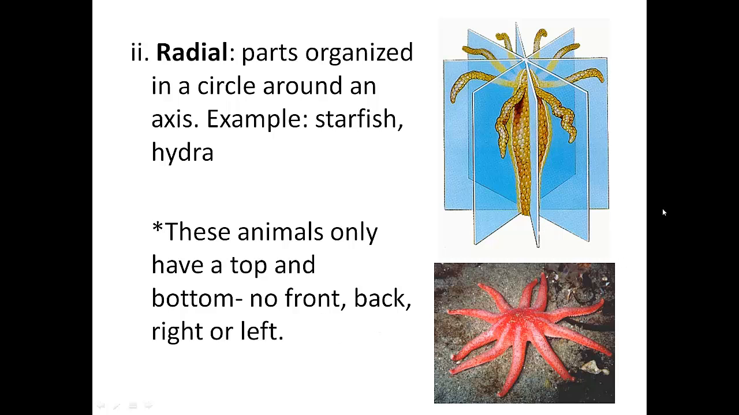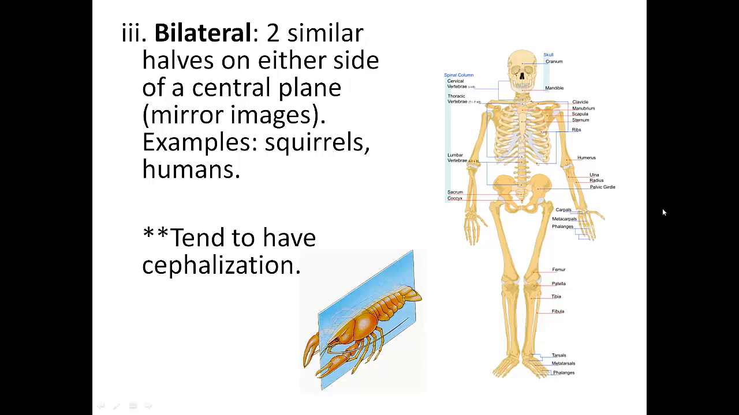Bilateral symmetry is what we have. If you were to divide us down the middle, we would essentially be the same on the left and the right. Same thing with the lobster down here. Organisms with bilateral symmetry tend to have really good cephalization, tend to have a brain up in the anterior end.